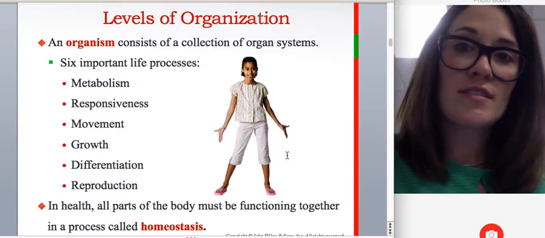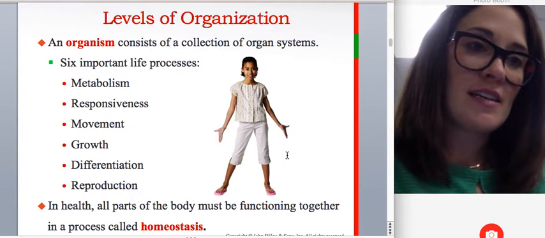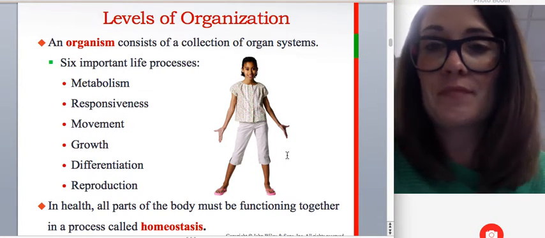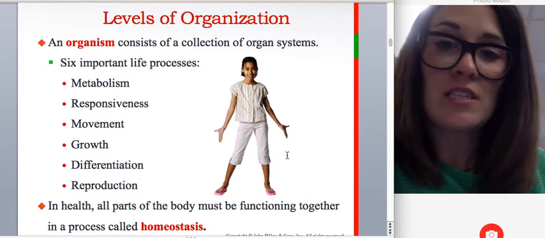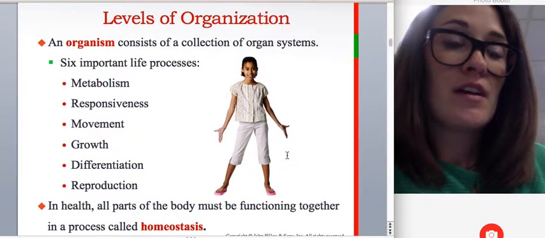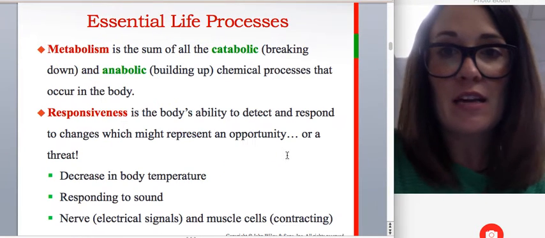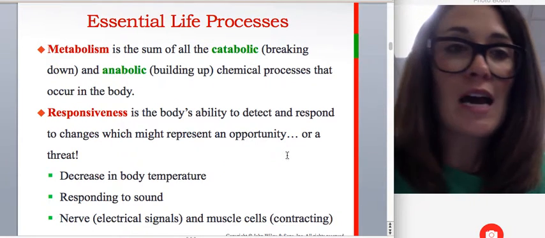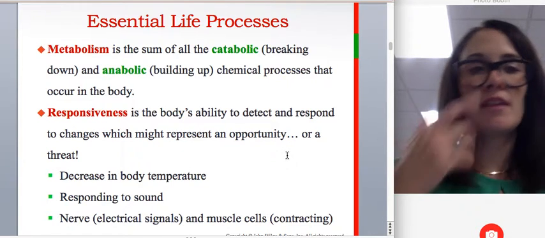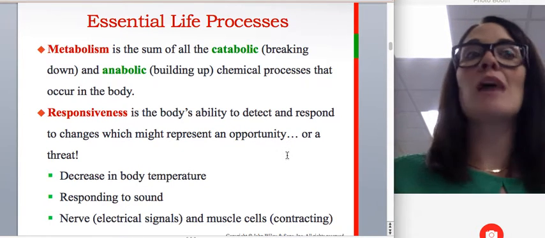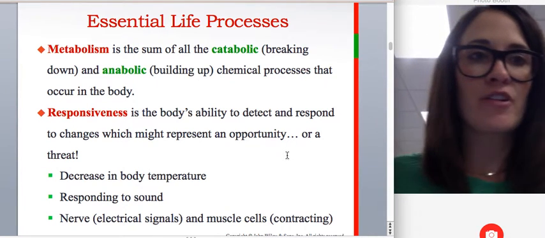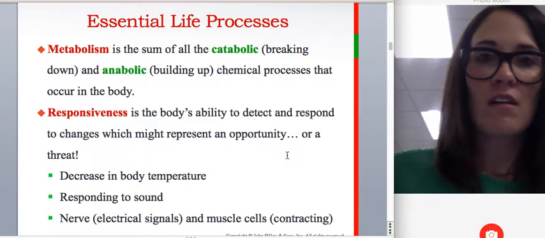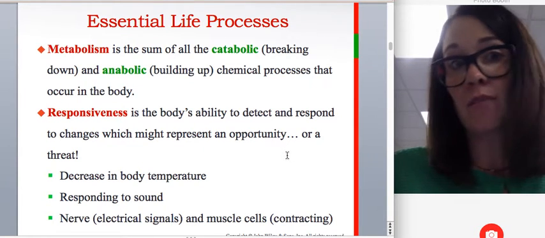There are 6 important life processes that we share, and you can see them listed there. And all parts of your body must be functioning together in a process called homeostasis to maintain that. We'll talk more about that later. So metabolism, when I say somebody has a high metabolism, what is metabolism? That is all the chemical reactions that happen in your body. That's a metabolism.